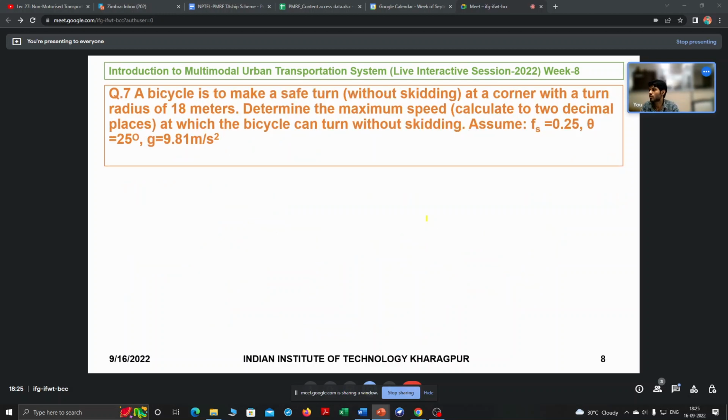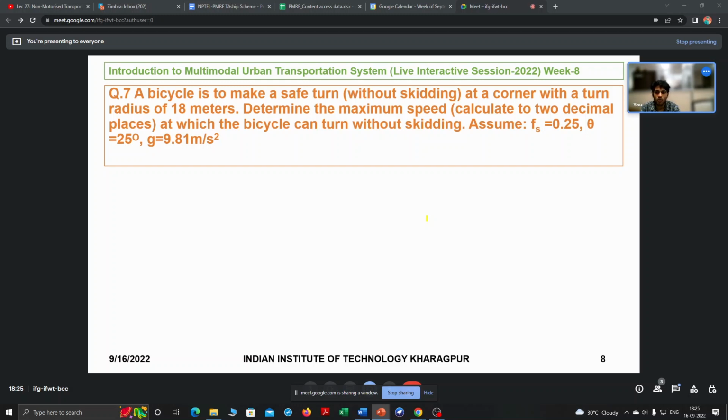So now the next is, a bicycle is to make a safe turn without skidding, obviously, at a corner with a turning radius of 18 meters. What is the maximum speed at which the bicycle can turn? What is the Vmax? Everything is given. Your coefficient of friction is 0.25, your theta is 0.25 degree, and your acceleration due to gravity is 9.81 meter per second square. Right? Turning radius has been given as 18.